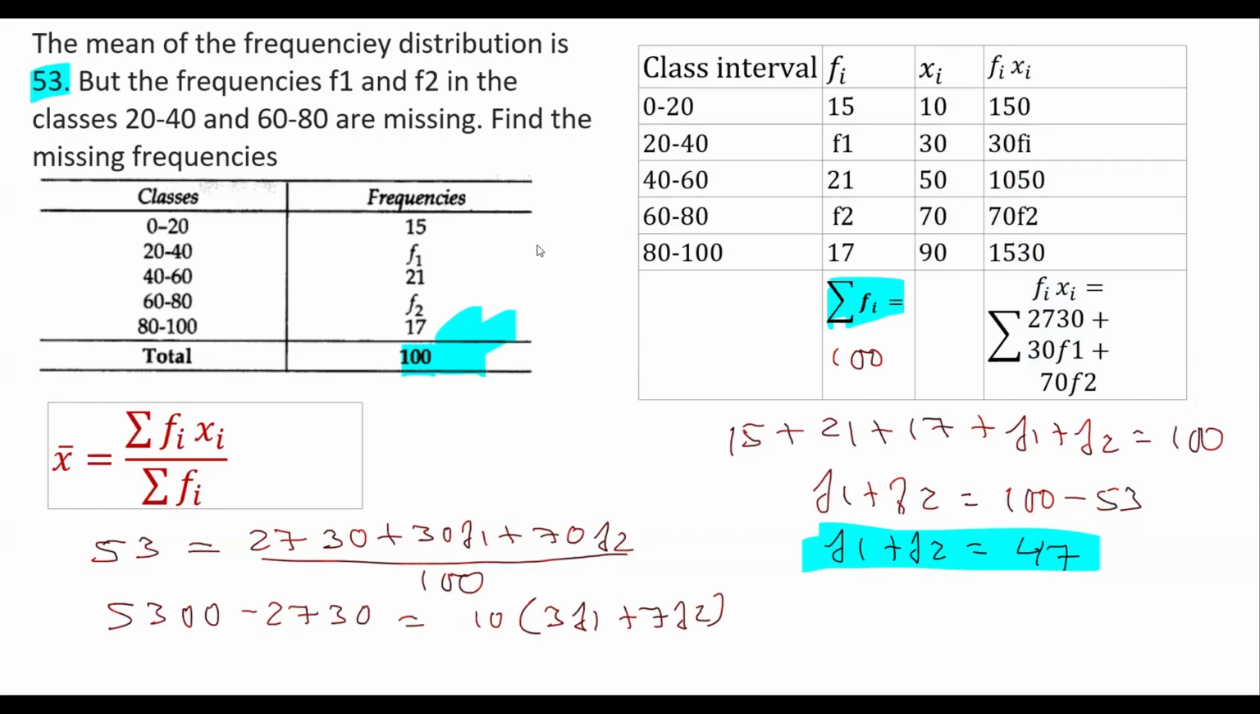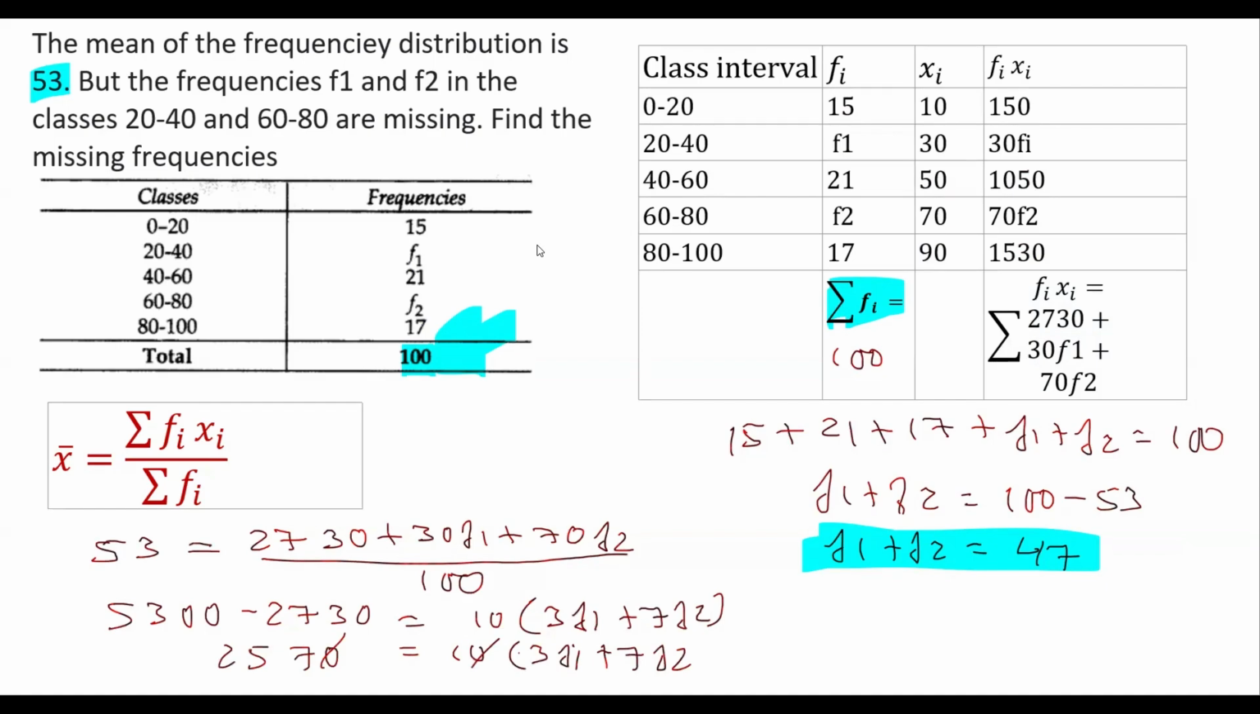Now, for further simplification, we are going to subtract these numbers here. So it's 5300, right? So what do we get after subtracting? It's getting 2570. And that is equal to 10 times 3F1 plus 7F2. You can cancel these zeros.